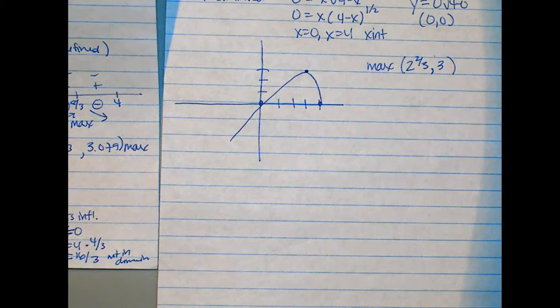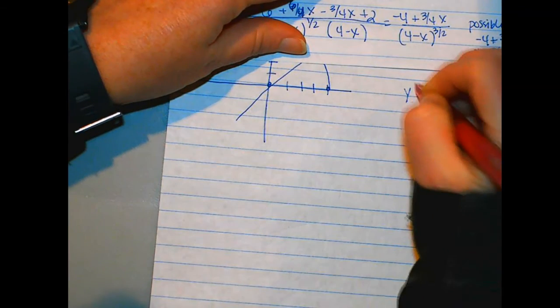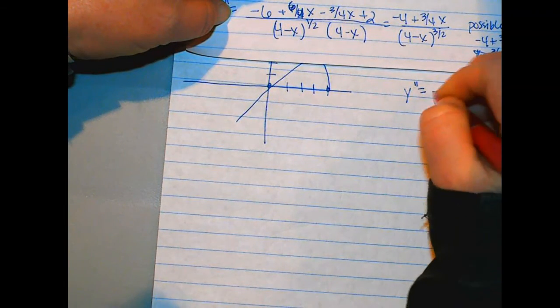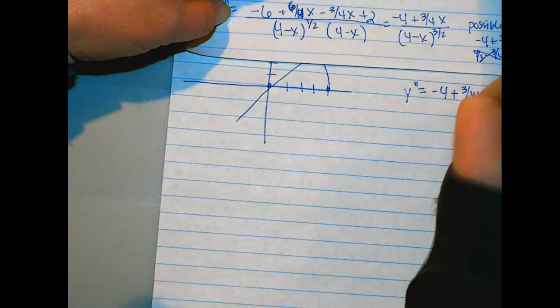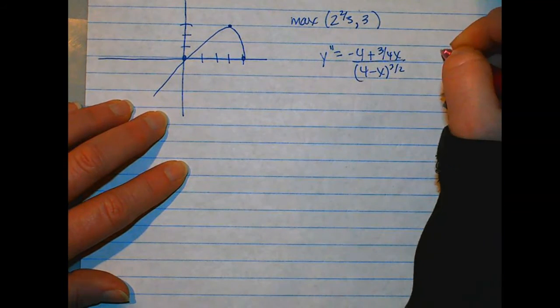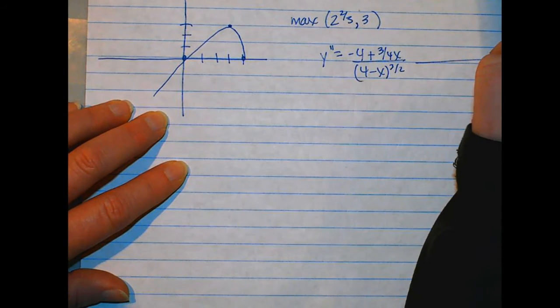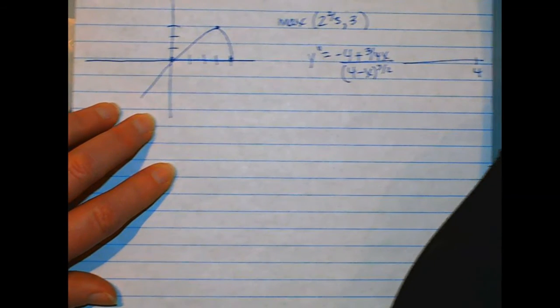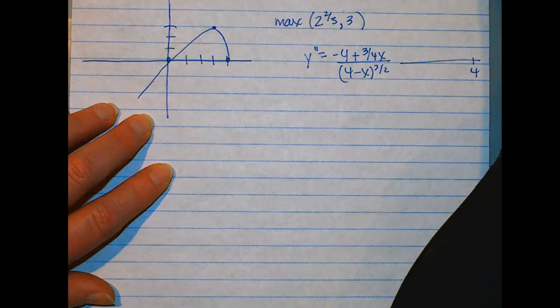There's no point of inflection, but we could take that second derivative, which was -4 plus 3/4 x over (4 minus x) to the 3/2, and we could find out the concavity by checking any number. So tell me about numbers we could plug in. So -1. We have 4. That was the only point that we had that was in our domain. Remember, the other point wasn't in our domain. So we can test anything.